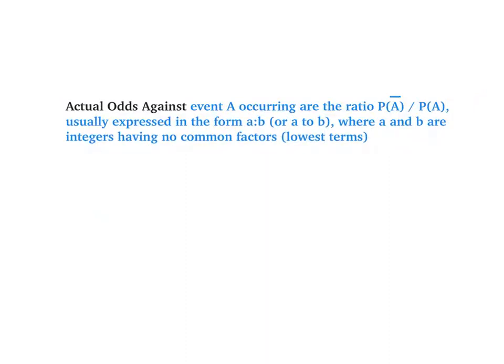Actual odds against is what you see the most. It's just a ratio of the complement of A, or the ways that A cannot happen, over the ways that A can happen. So the total is not even in here. It's the probability of the complement of A over the probability of A, and they express it in the form of a ratio like A to B, where A and B are integers, and it's in lowest terms, no factors in common.